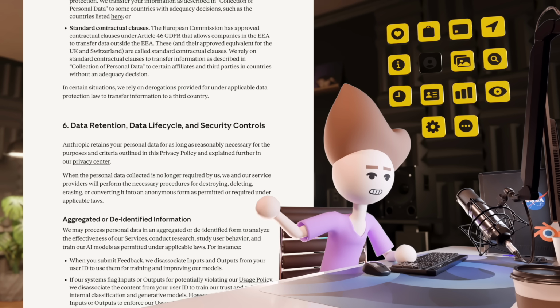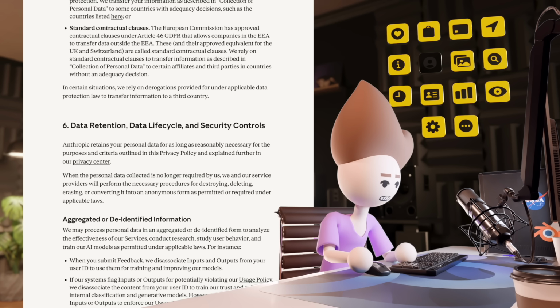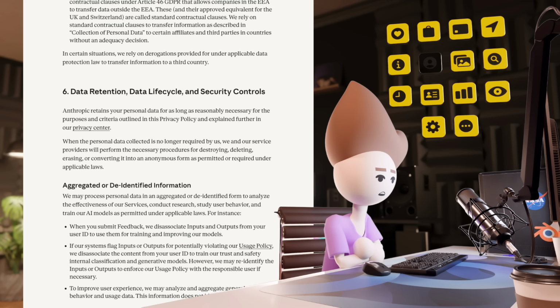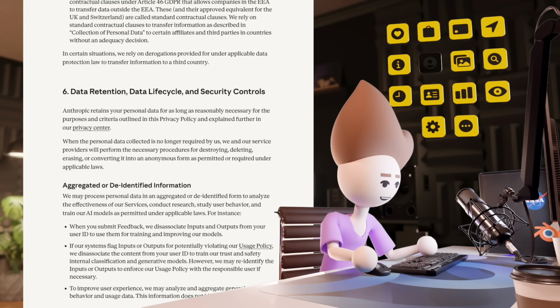Anthropic retains your personal data for as long as reasonably necessary for the purposes and criteria outlined in this privacy policy and explained further in our Privacy Center. When the personal data collected is no longer required by us, we and our service providers will perform the necessary procedures for destroying, deleting, erasing, or converting it into anonymous forms as permitted or required under applicable laws.